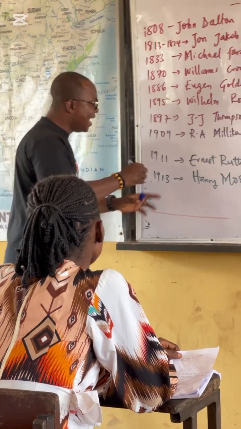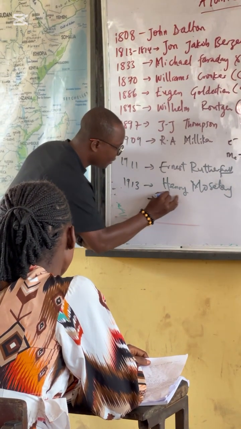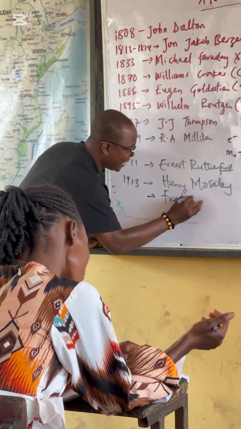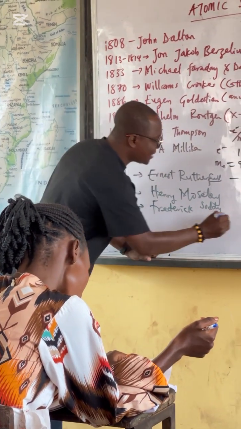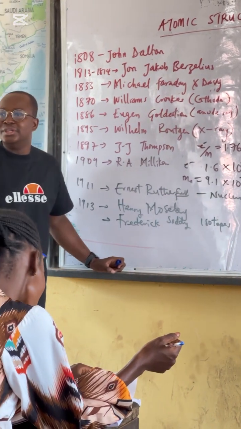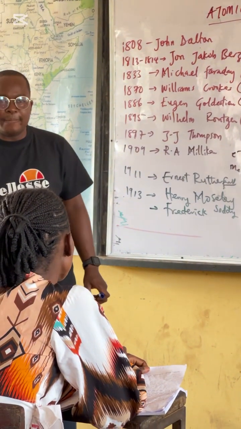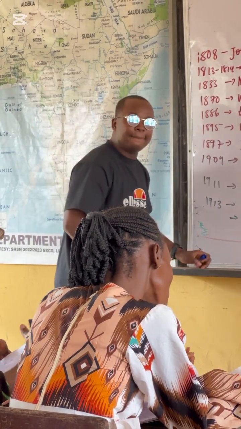In the same year, 1913, another scientist known as Frederick Soddy discovered what we refer to as isotopes, or isotopy. Isotopy is a phenomenon. Isotopes are atoms of an element that have the same atomic number but different mass numbers.